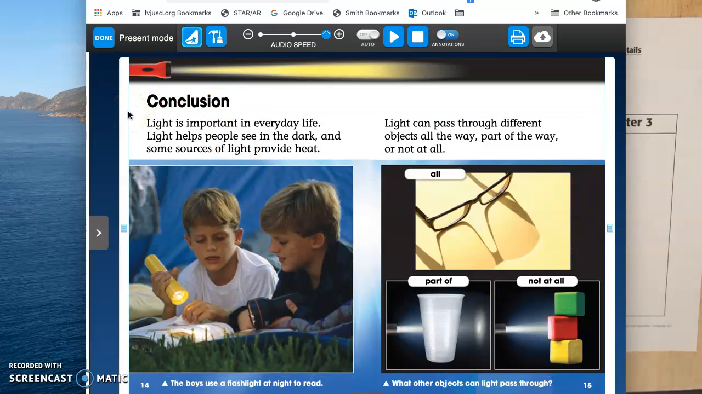Conclusion. Light is important in everyday life. Light helps people see in the dark, and some sources of light provide heat. Light can pass through different objects all the way, part of the way, or not at all. These boys use a flashlight at night to read. What other objects can light pass through? And this is showing glasses, all the light passes through. This cup, part of, and these blocks, not at all.